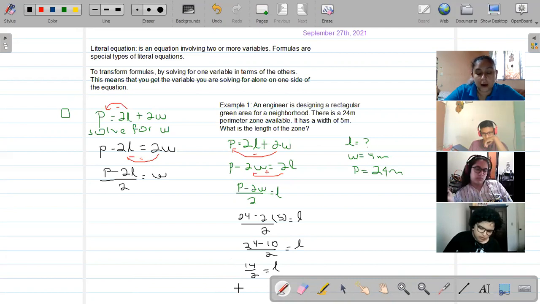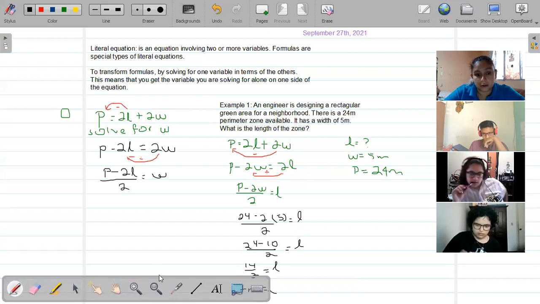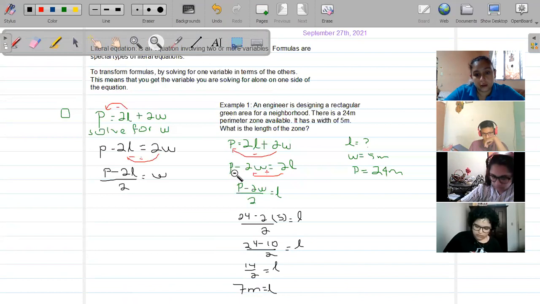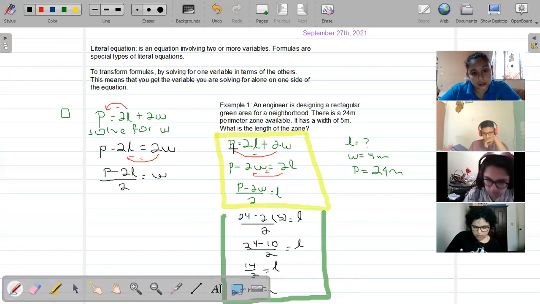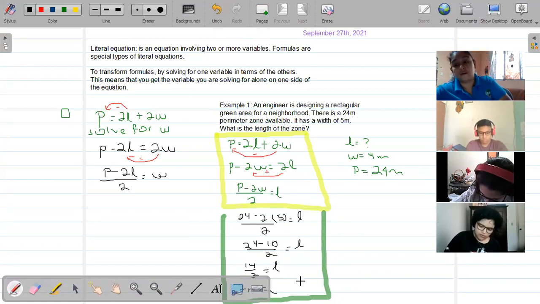And 14 divided by 2 is how much? 7. But 7 what? Popcorns? Meters? Oranges? Meters, because every measurement is in meters. So the length is 7 meters. And that's what you're going to be doing. This is the procedure of math. I'm going to show you in yellow the math procedure: this is transforming a formula. And this other part in green is solving with the formula. Some exercises, we're just going to transform a formula. And in some word exercises, you're going to transform and then solve for the equation.